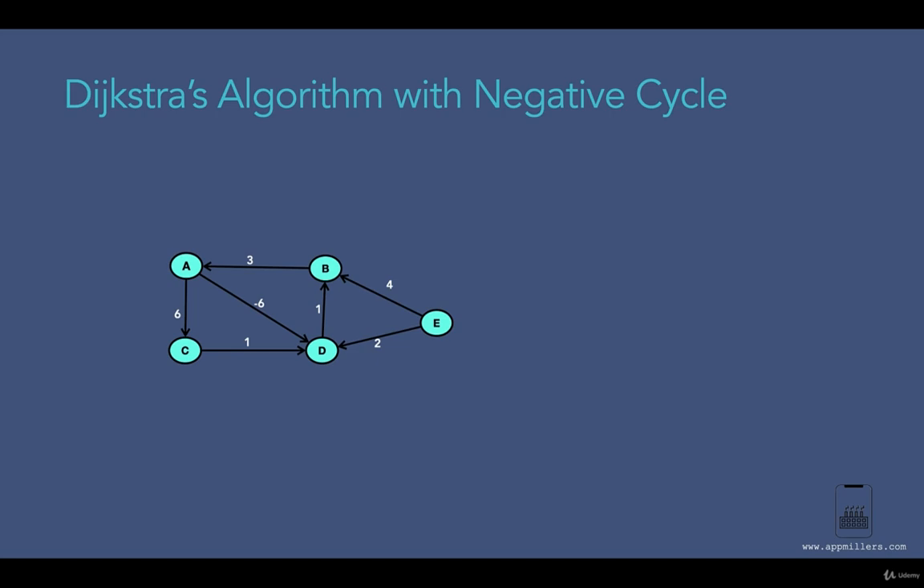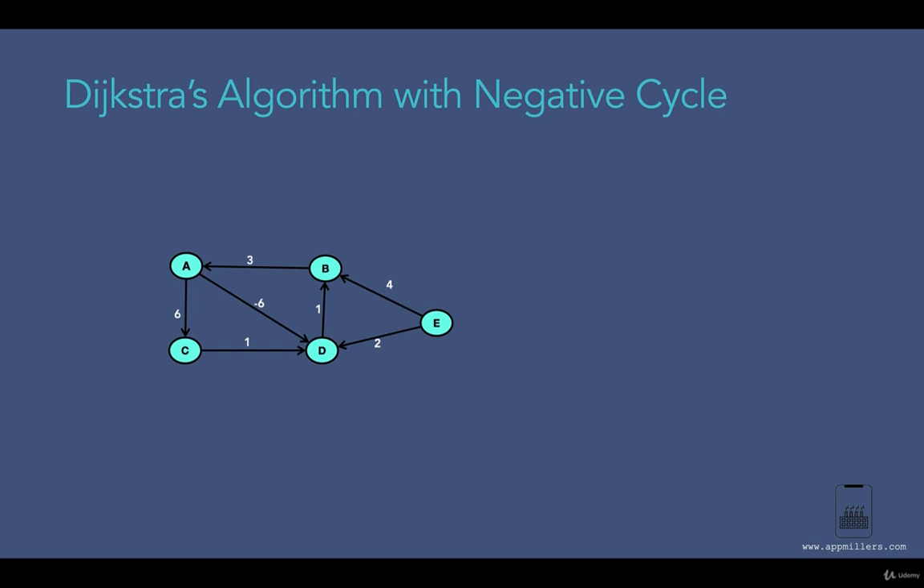Alright, in the previous lecture we have learned how Dijkstra's algorithm works for single source shortest path problems. And we have implemented Dijkstra's algorithm in practice using the Java programming language. Now in this lecture, let's see why Dijkstra's algorithm does not work when we have a negative cycle in our graph. Before continuing, let's identify what a negative cycle means in a graph.